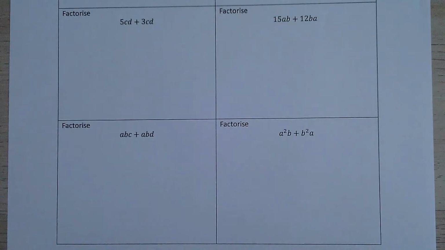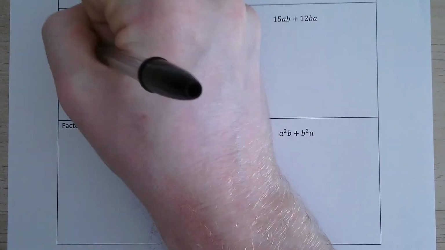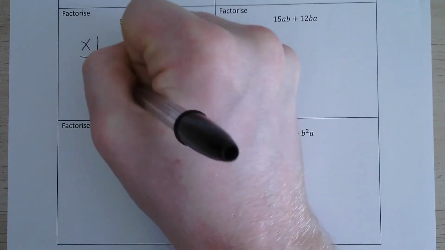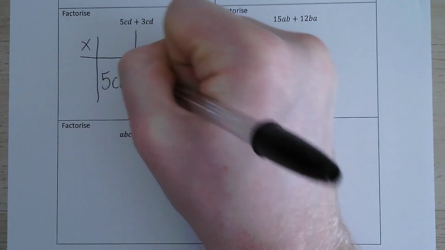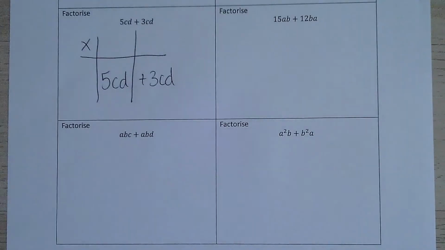On to question 3. And we place 5cd plus 3cd into the grid method. Again, we start off by checking if there is a number we can factorise out of the two terms. But again, the highest common factor of 5 and 3 is just 1. So we're not going to factorise out a number for this question.